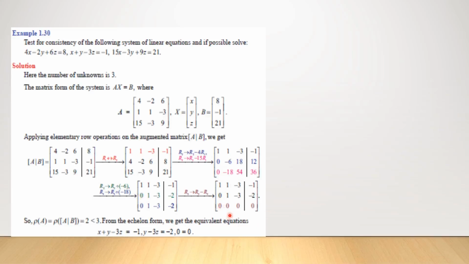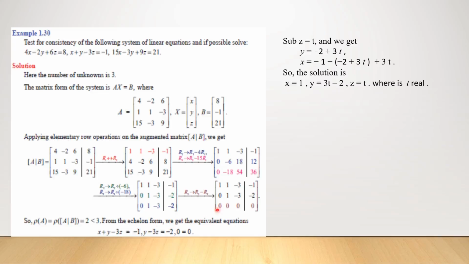To find the rank of AB, count the number of non-zero rows in it. Here there are 2 non-zero rows, so the rank of AB is 2. For A also, we have two non-zero rows, so the rank is 2. Therefore, rank of A is equal to rank of A comma B is equal to 2, that is less than 3. We have already studied that if it is 2, it means infinitely many solutions.